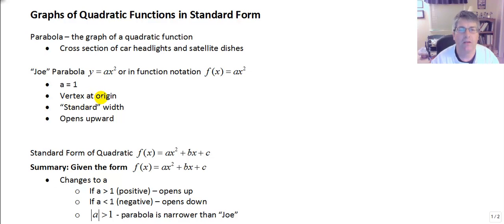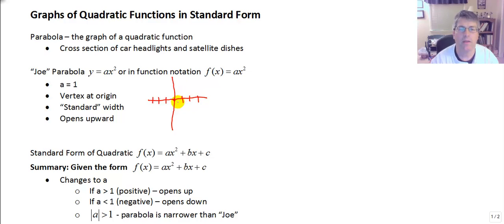The vertex of our parabola will be at the origin. It's considered to have standard width because the coefficient is 1. And it will open upward. So Joe parabola will look something like this.